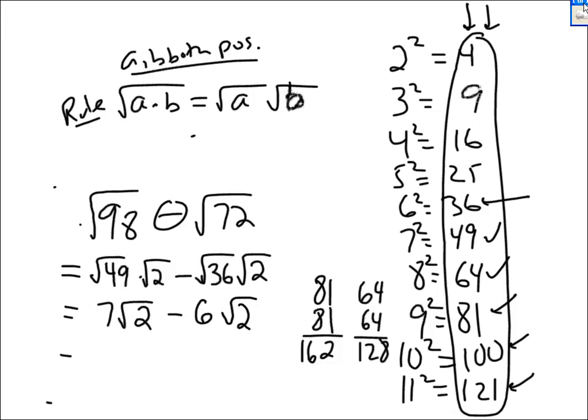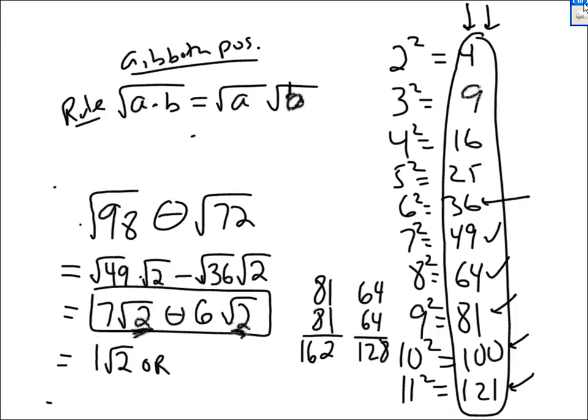So now this last line, it's familiar. It's like the earlier problem. We are subtracting square root of 2's. If you have 7 square root of 2's, and you take away 6 square root of 2's, you're left with 1 square root of 2, or just square root of 2. 1 times any number is just that number. So that's how you would do that problem.